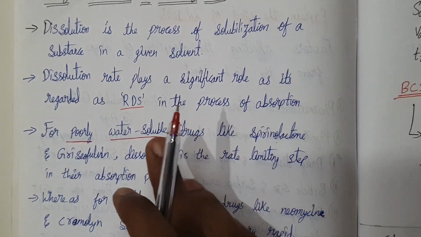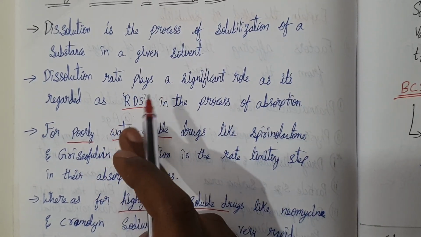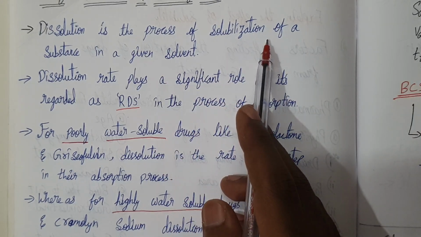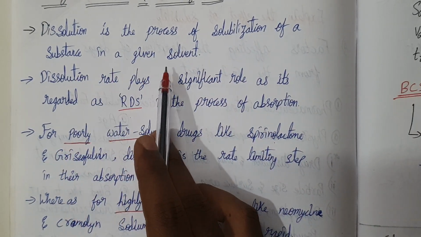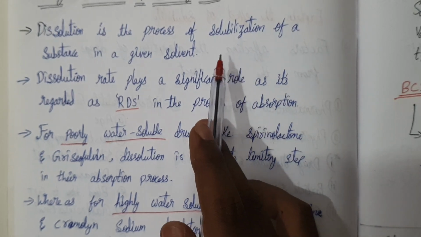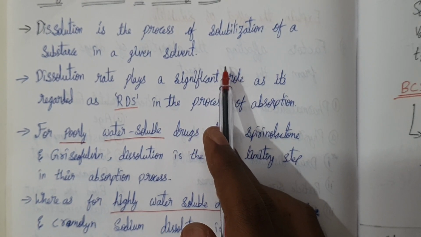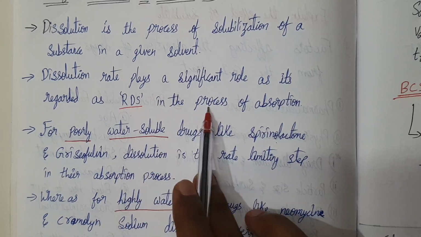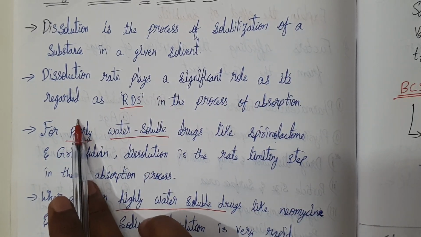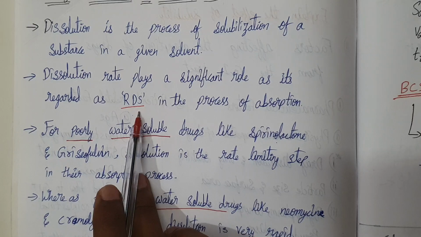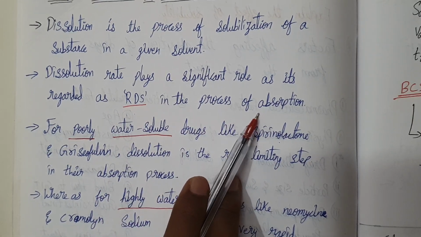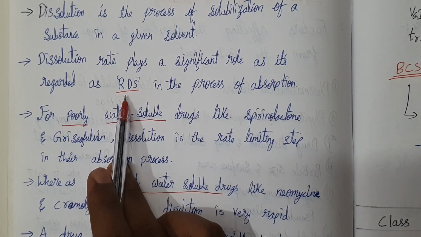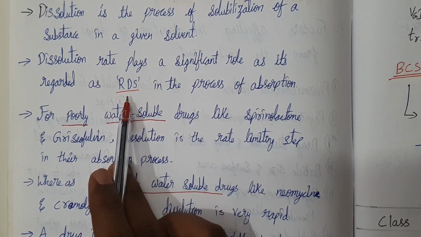So what is dissolution? Dissolution is the process of a drug going into solution, that is solubilization of a substance in a given solvent. For example, like how sugar dissolves in tea. And dissolution rate plays a significant role as it's regarded as RDS, rate determining step in the absorption process. So in the absorption process, dissolution will be placed as the rate determining step.